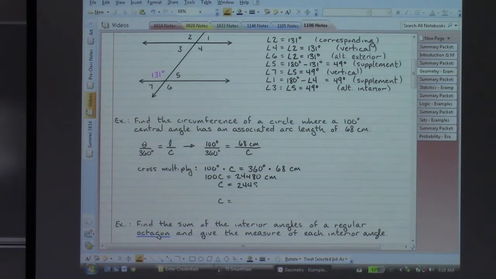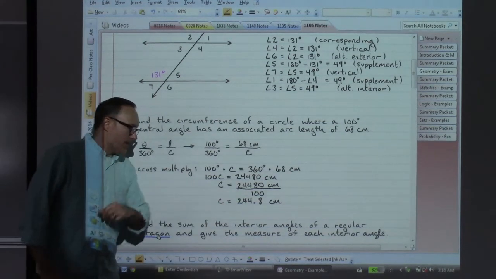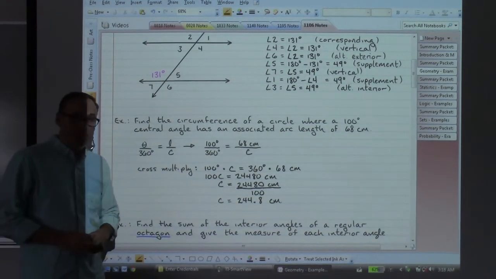So if we take 24,480 centimeters, divide by 100, then this will give us our final value for the circumference, 244.8. We don't need the extra 0 at the end. So that is in centimeters. We want to make sure we remember our units of measurement. So the final answer is that our circumference is 244.8 centimeters.